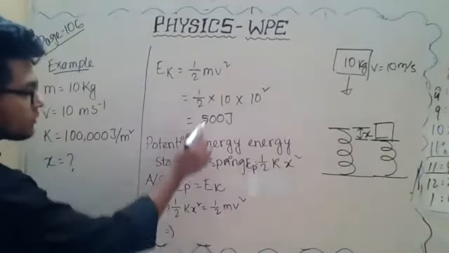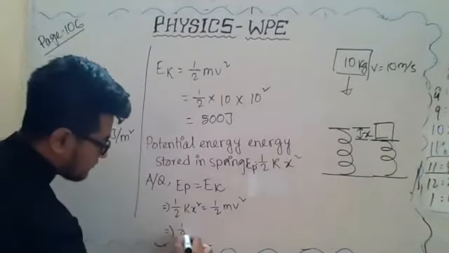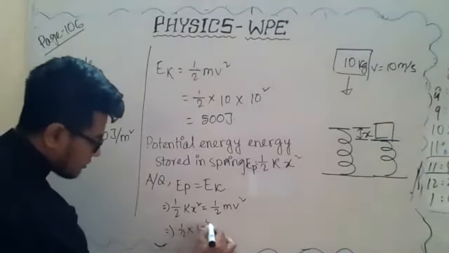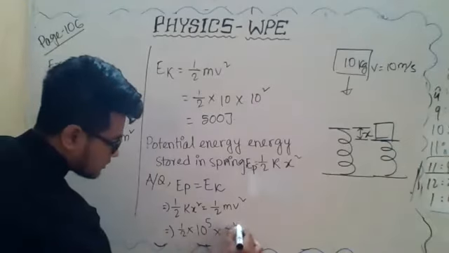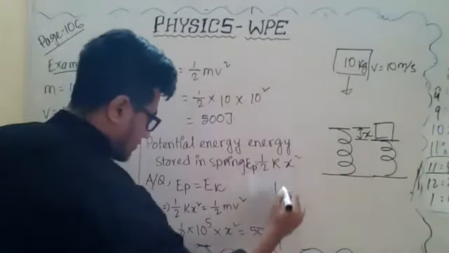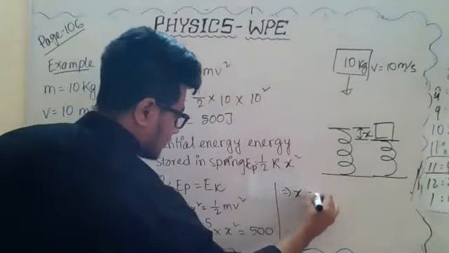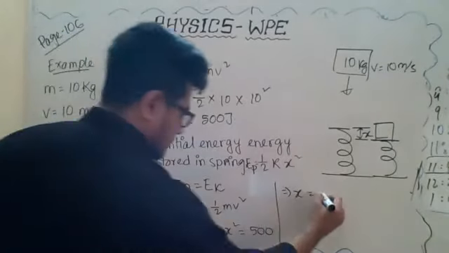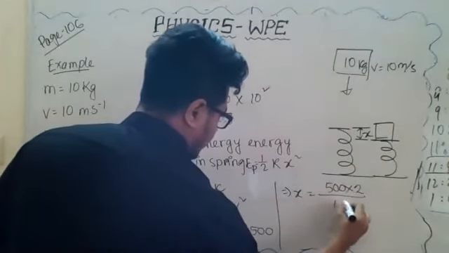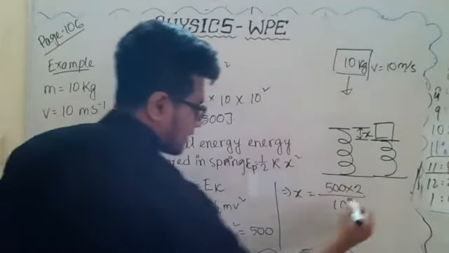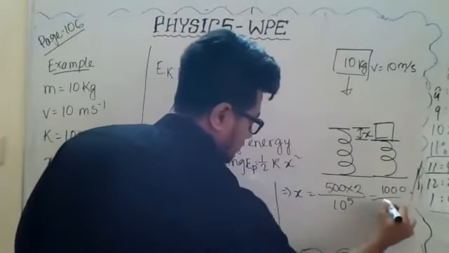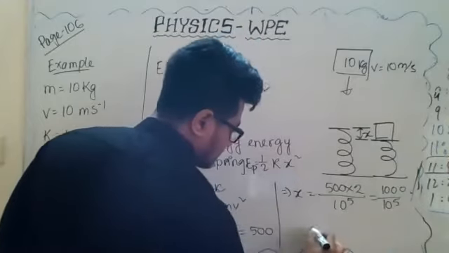Now we already calculated 500, so half into k, and k we also know, this one we can write as 10 to the power 5 into x square is equal to 500 joule. So from here I think you can easily calculate the value of x. It will be 500 into 2 divided by 10 to the power 5. That means 1000 divided by 10 to the power 5.